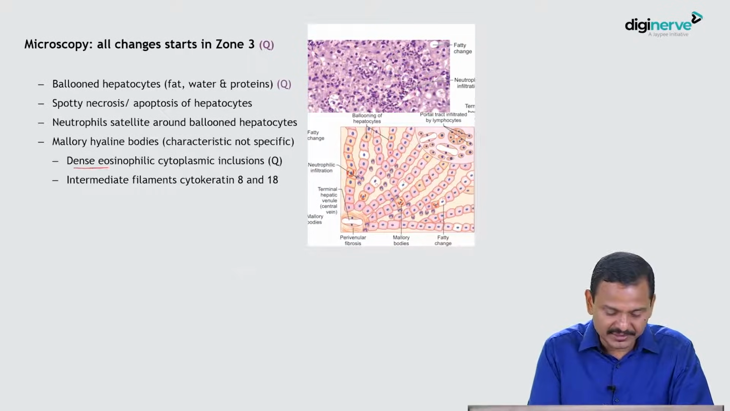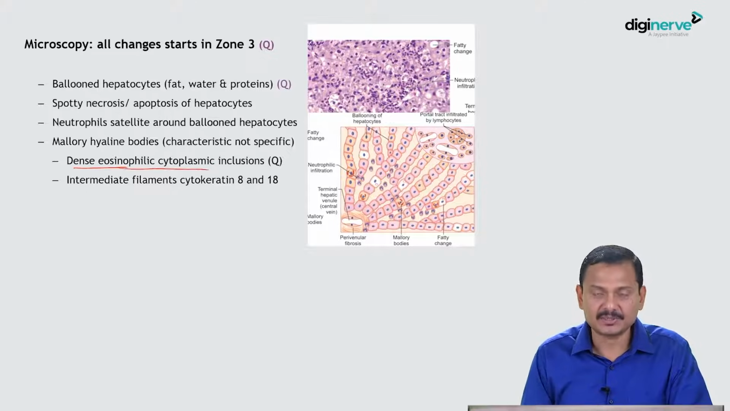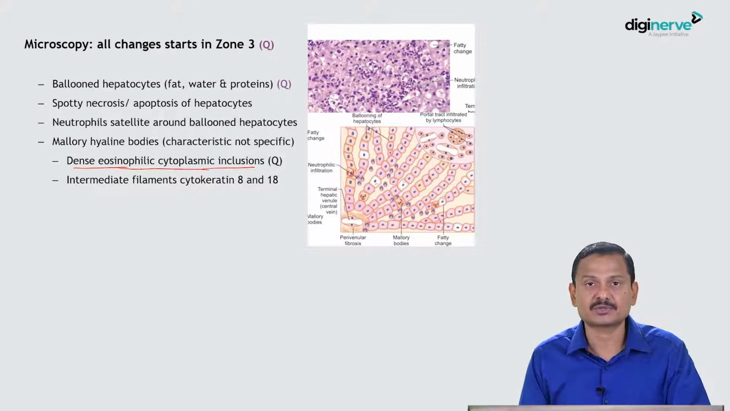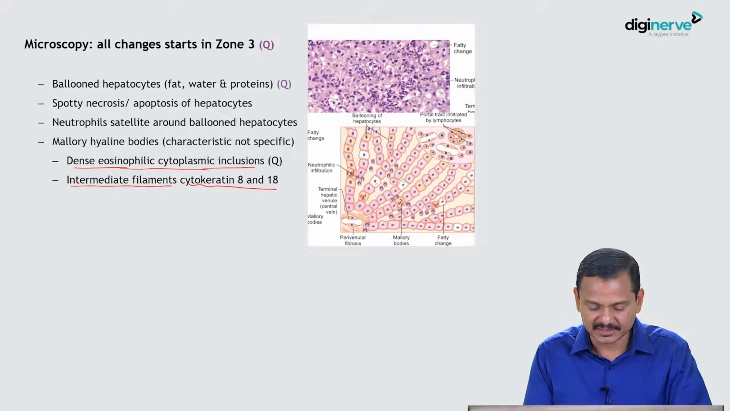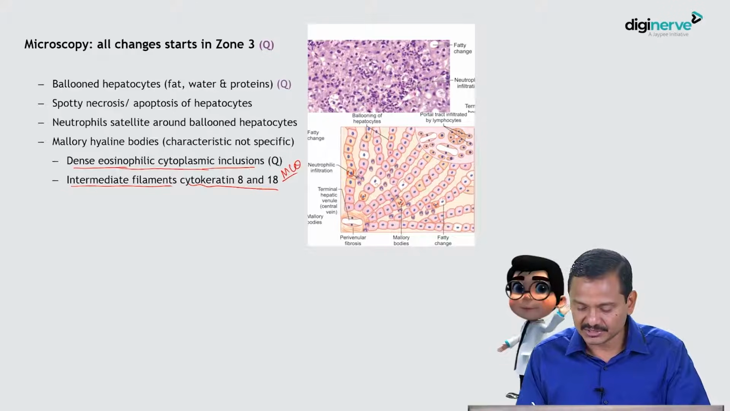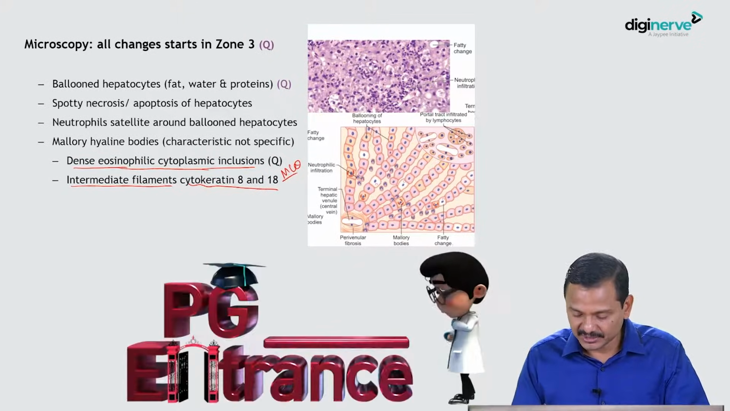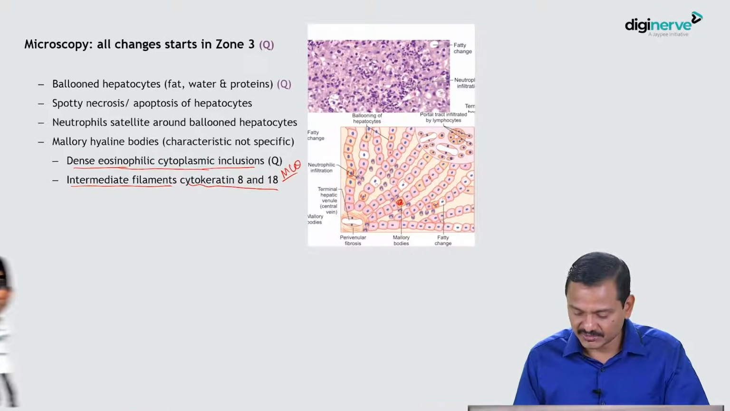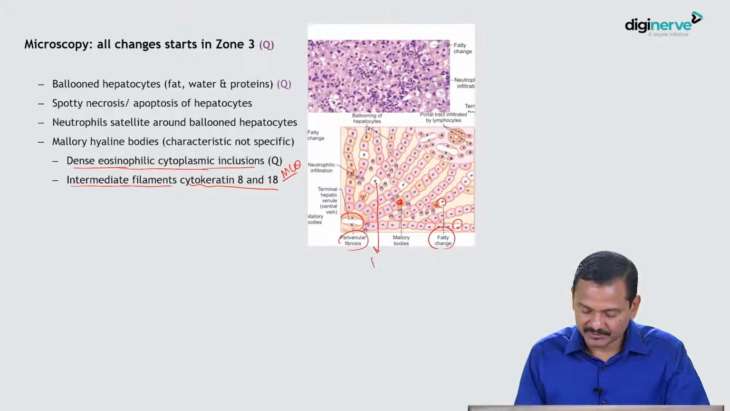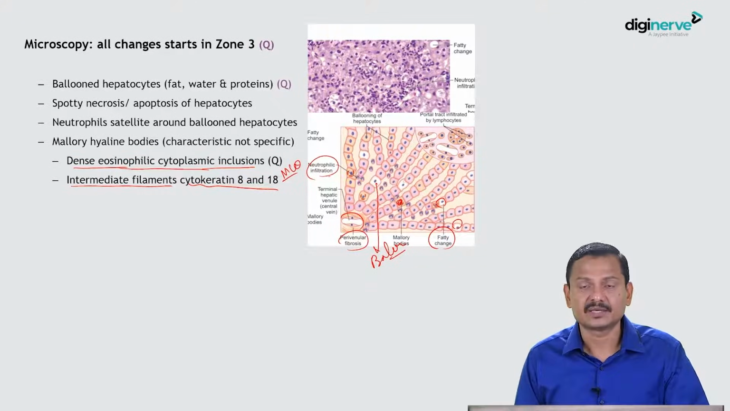So Mallory-Denk bodies are accumulation of intermediate filaments. As I have already described, these Mallory-Denk bodies are eosinophilic cytoplasmic inclusions made of intermediate filaments, that is cytokeratin 8 and 18, and this can be an MCQ. And if you see this animated picture, here you can see the Mallory bodies within the hepatocytes, as well as some steatosis. You can find perivenular fibrosis, ballooning degeneration, and neutrophilic infiltration.